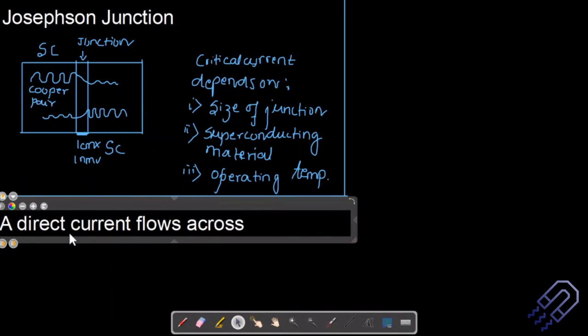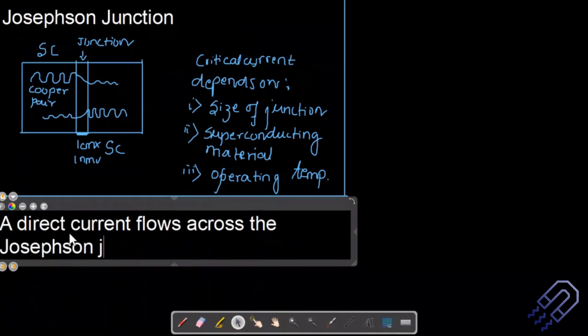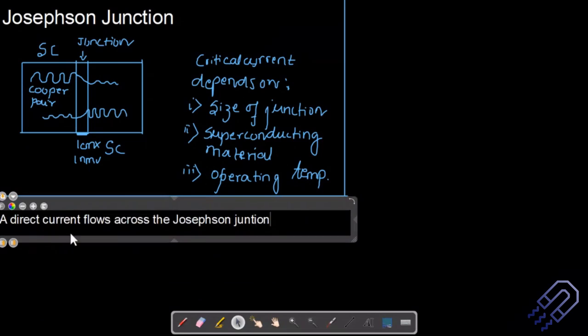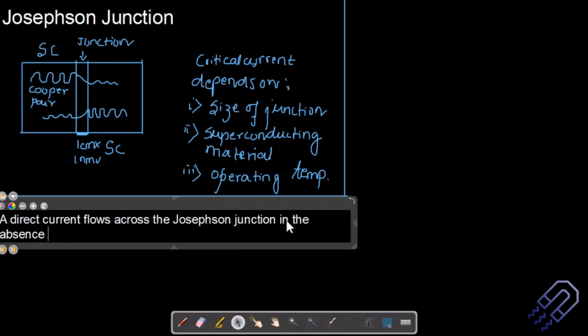across the Josephson junction. Look at the diagram above, and then you can see that there is actually a Josephson junction. Flows across the Josephson junction in the absence of any electric field. So direct current will flow across the Josephson junction in the absence of any electric field. So that is how it's done.